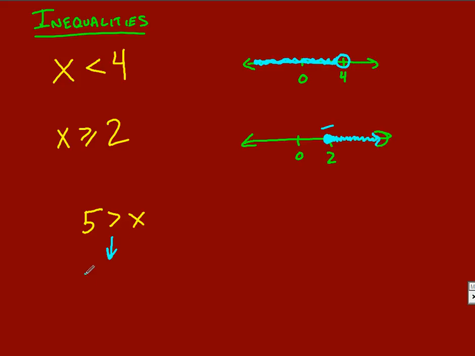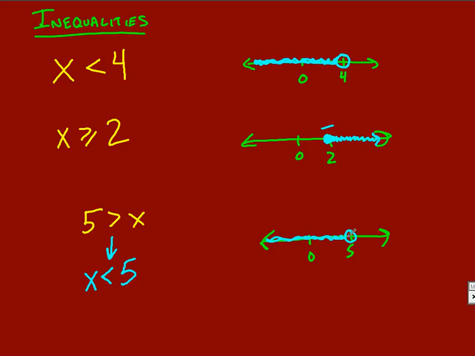wrong order. Let's flip it around. X and 5, put them in the opposite order. The arrow is pointing at the x, so when I flip it around, I got to flip the sign to keep the arrow pointing at the x. Now I have a much easier inequality to work with. There's my 0, there's my 5. I'm going to be shading to the left and with an open circle.